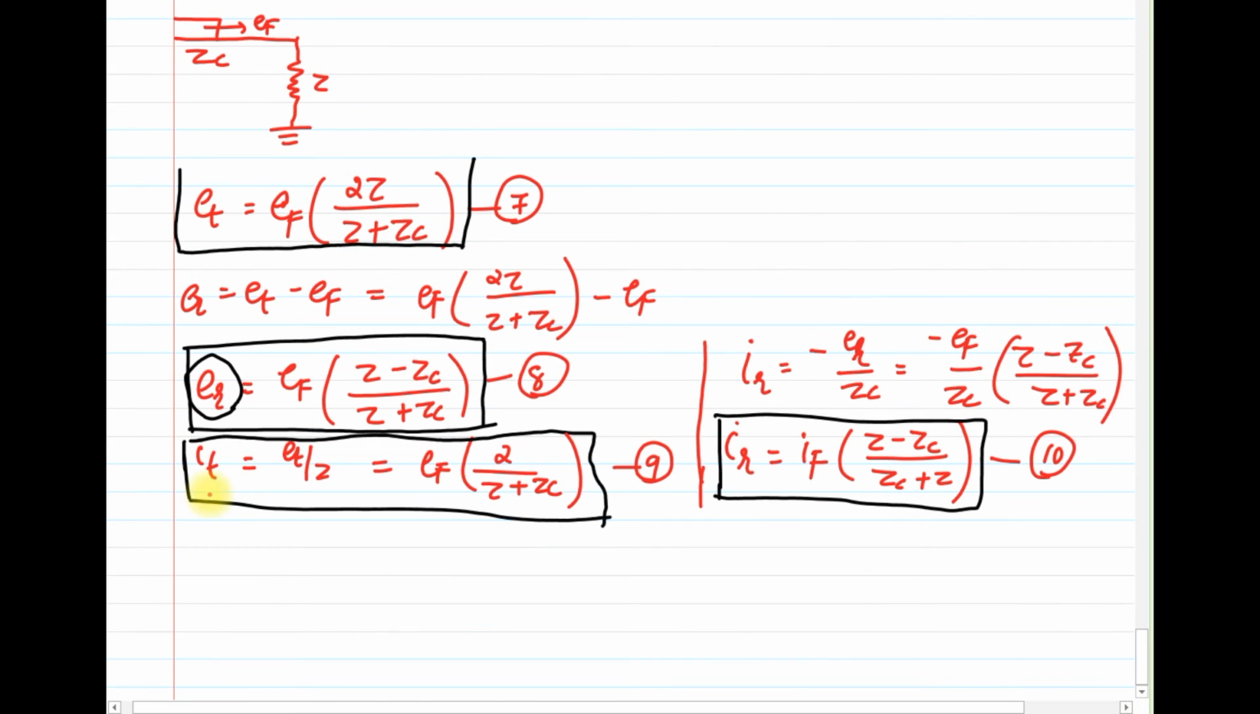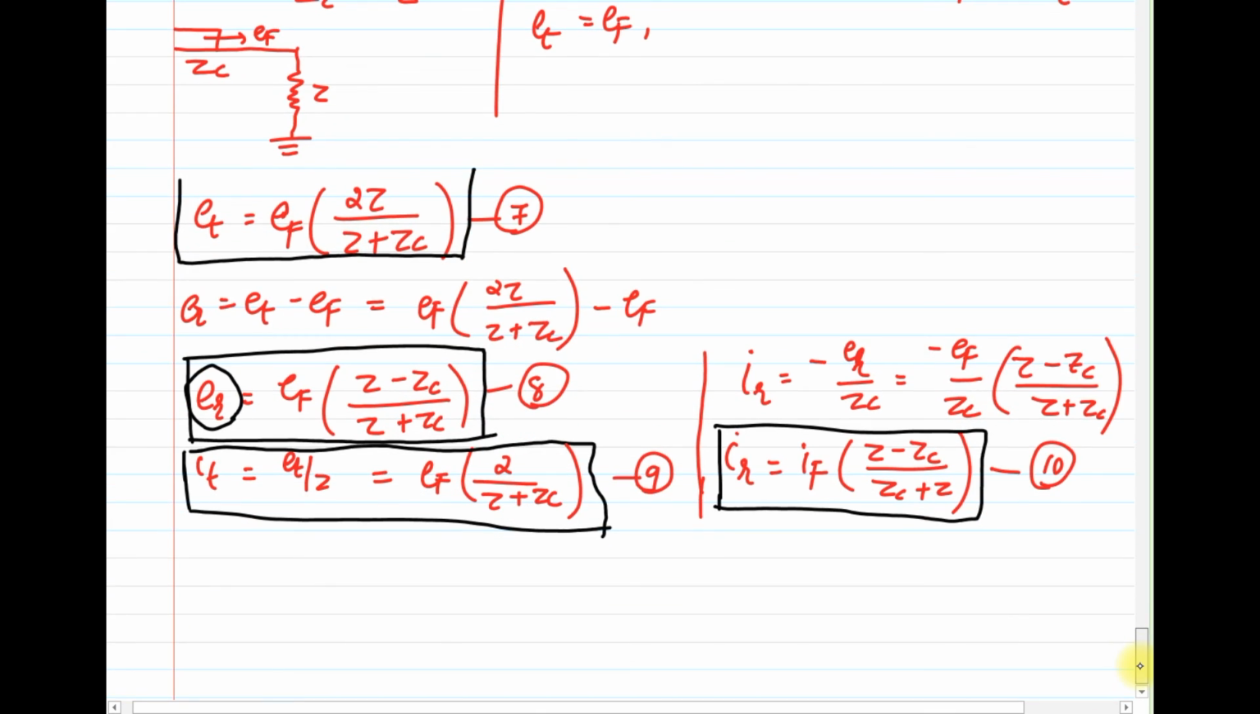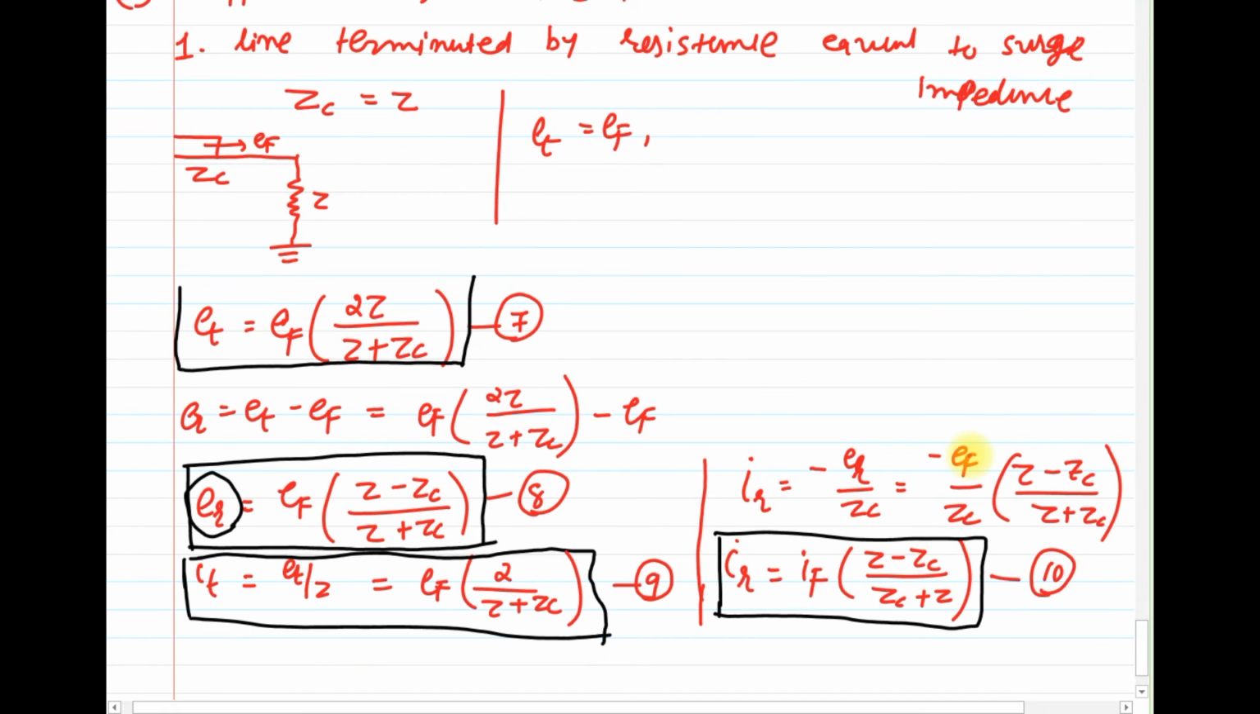So for the first case, let me write over here. We will get ET equal to EF, as both the values remain the same, so 2Z divided by 2Z. So ET is equal to EF. IT is equal to... such kind of question will be asked in your competitive exam. So you just need to remember equations 7, 8, 9 and 10, and from that you will understand the different cases of line termination.